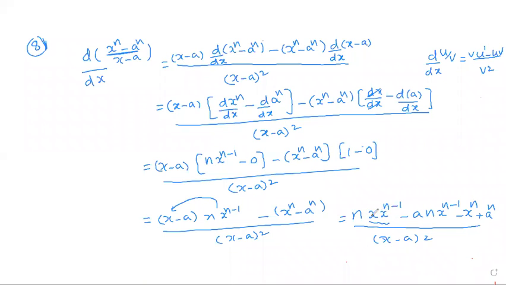Bases are equal, so the powers should be added. n into x power of n minus 1 plus 1. Minus 1 plus 1 is cancelled. x power of n minus a into n into x power of n minus 1, minus x power of n plus a power of n, by the denominator, which is x minus a whole square.